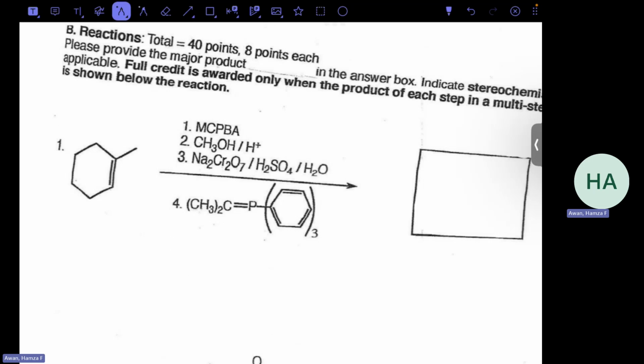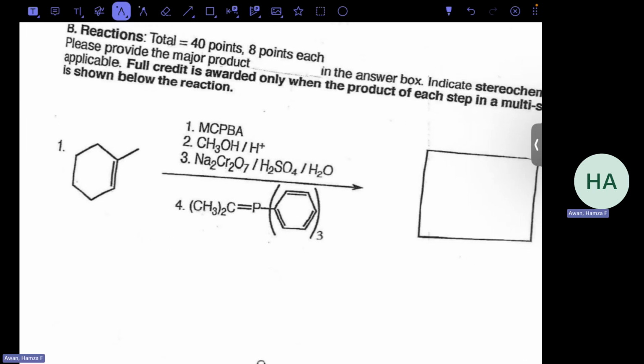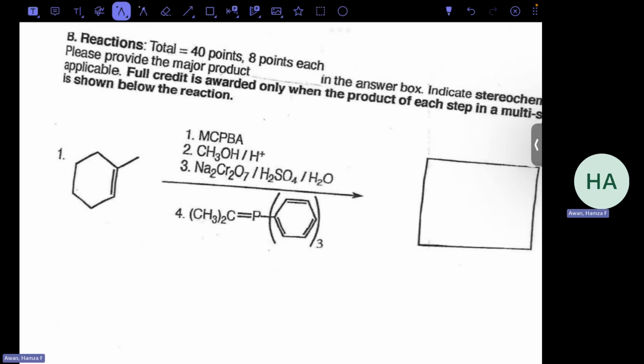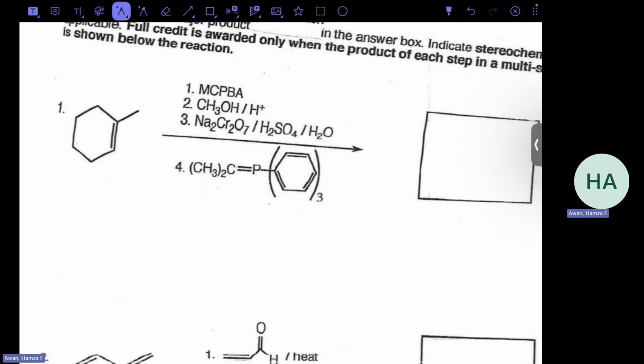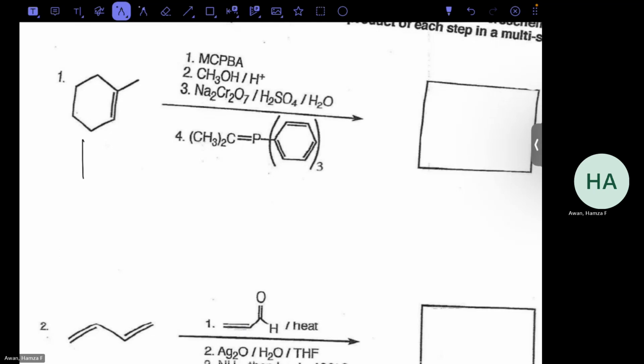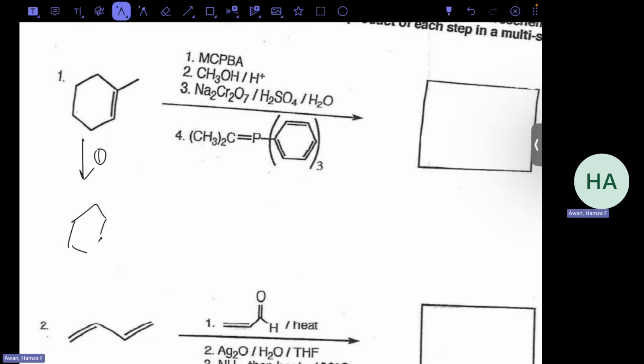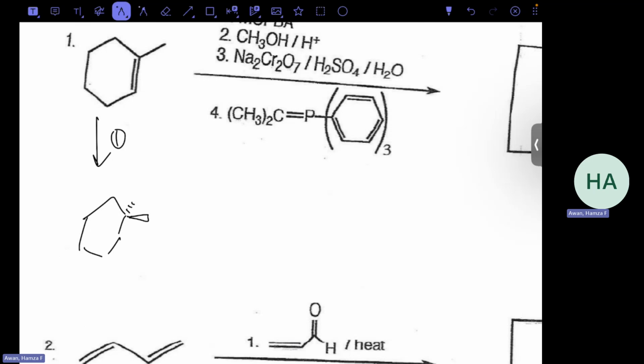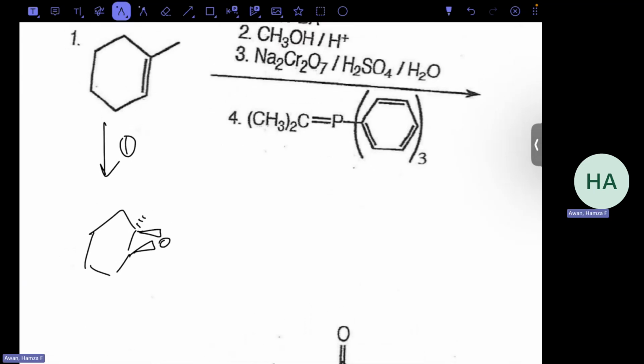Just a word. So MCPBA, first step. We have an alkene, right? Alkenes with MCPBA create epoxides, right? So we'll start by making an epoxide. So our first step is we'll create that epoxide. We have our methyl group. I'll put our methyl group on a dash, sorry, and then our epoxide on a wedge. So we have our epoxide on the wedge.